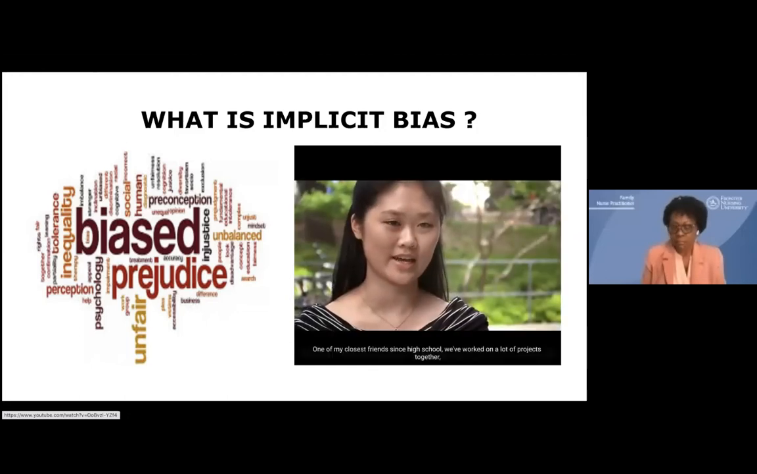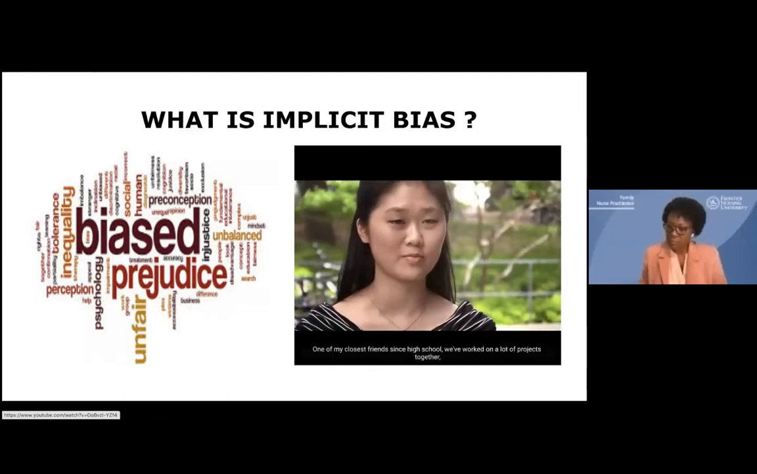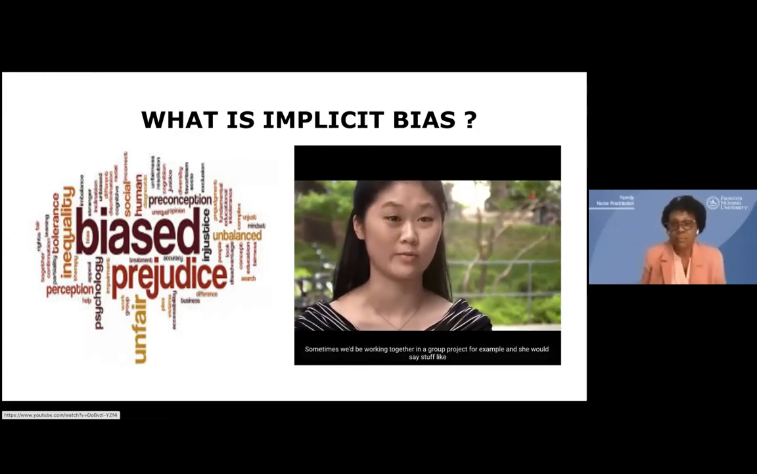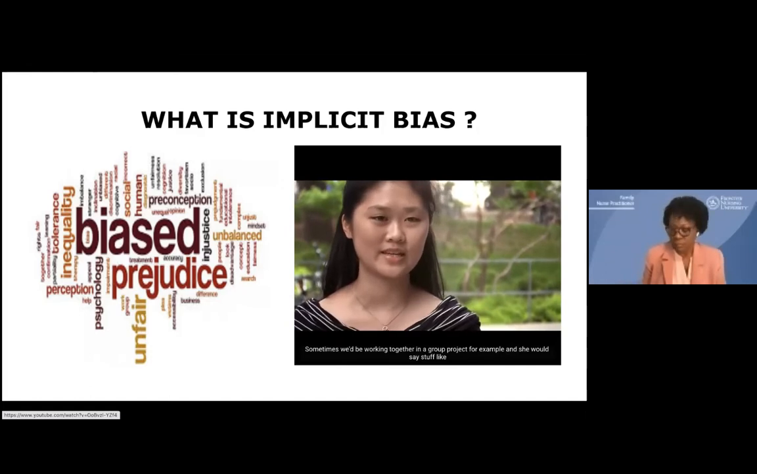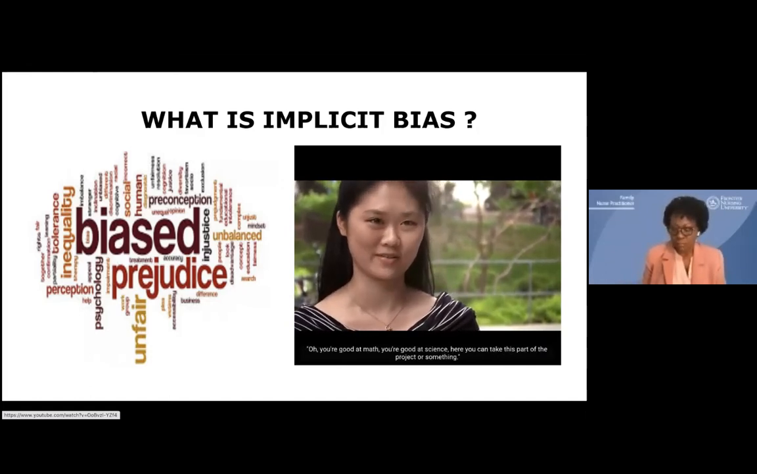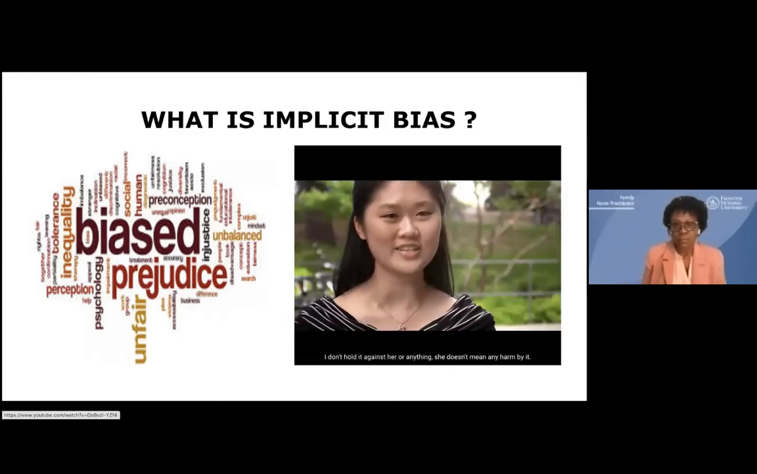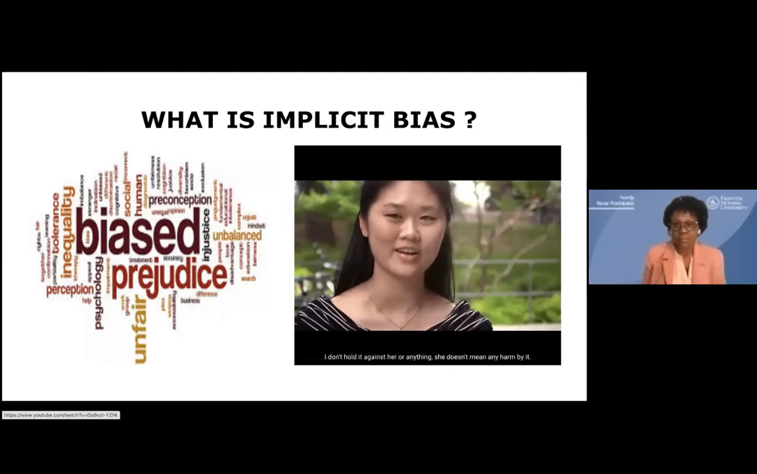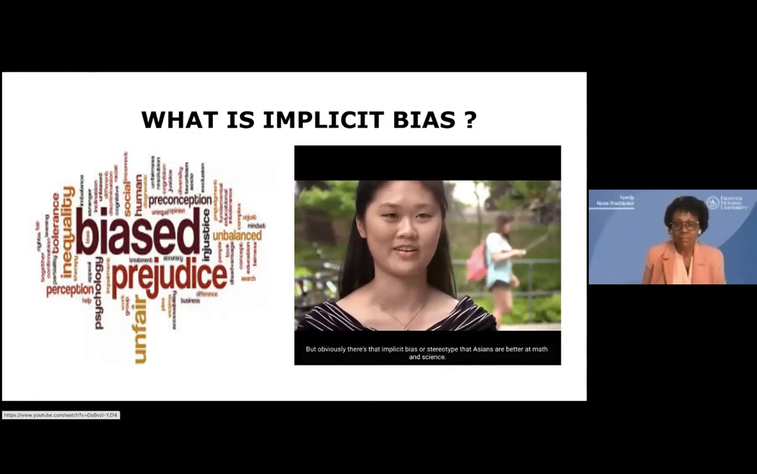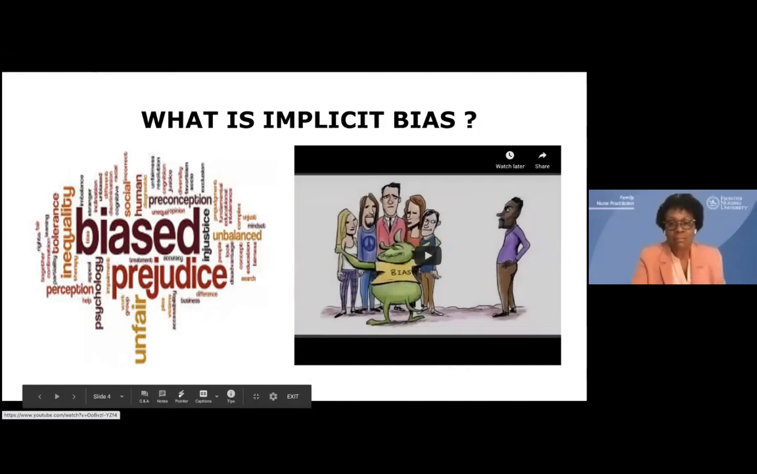One of my closest friends since high school, we've worked on a lot of projects together, we've been in a lot of classes together. Sometimes we'd be working together in a group project, for example, and she would say stuff like, oh, you're good at math, you're good at science, here, you can take this part of the project or something. I don't hold it against her or anything, and she doesn't mean any harm by it, but obviously there's that implicit sort of bias or stereotype that Asians are better at math and science.